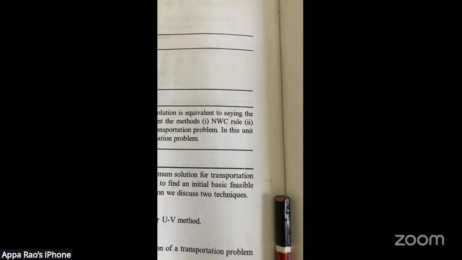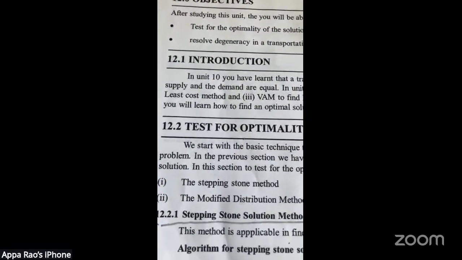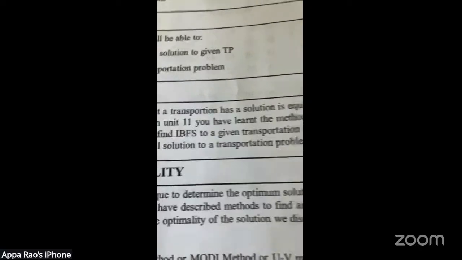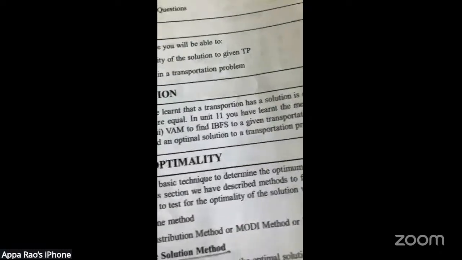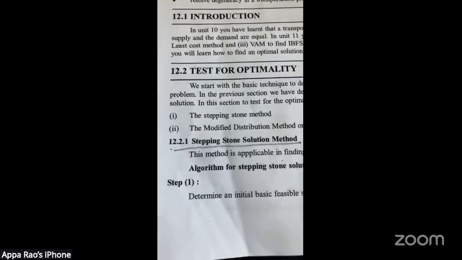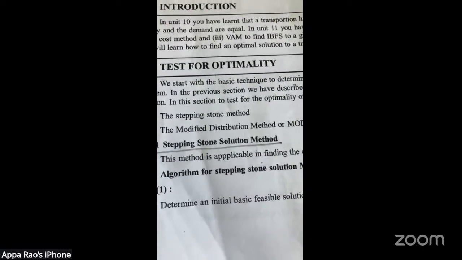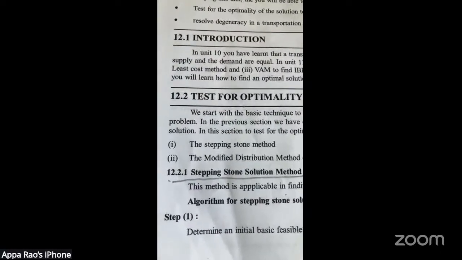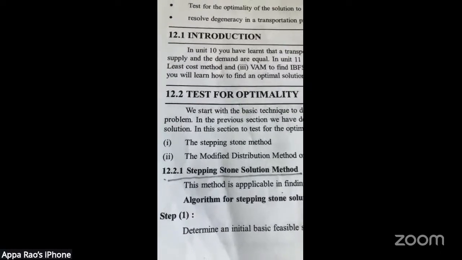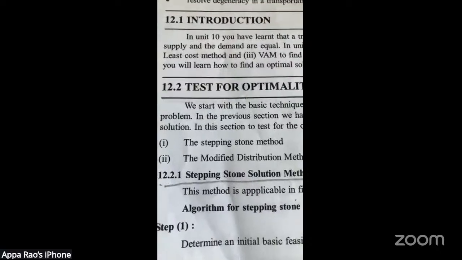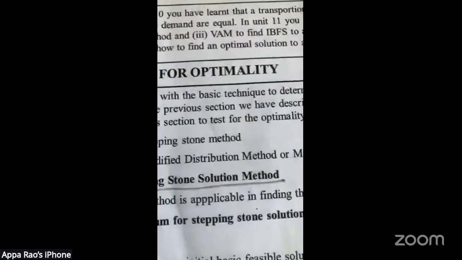In this unit, you will learn how to find an optimal solution to a transportation problem. So, test for optimality. This will use the UV method or MODI method. MODI means modified distribution method.